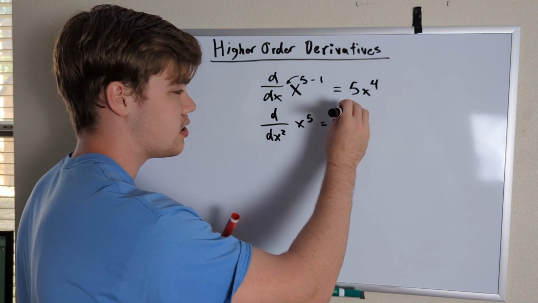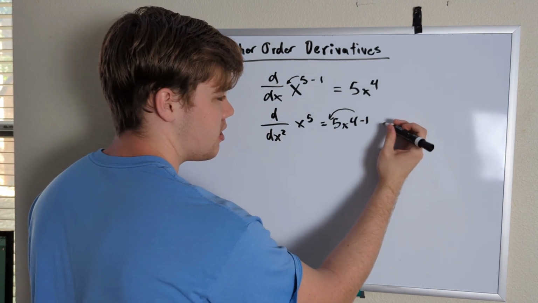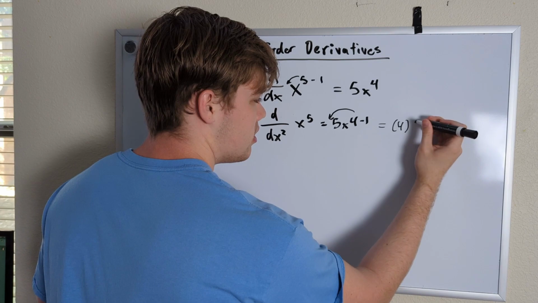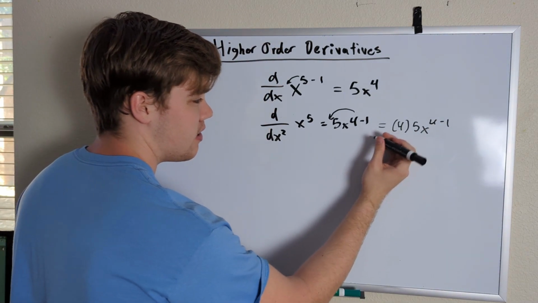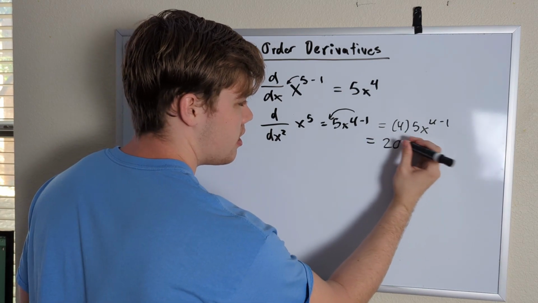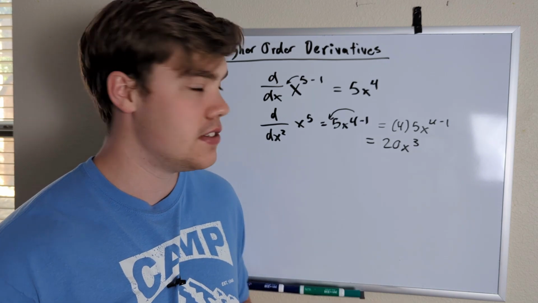So in this case, we would take this 4 to the front using the power rule. We take 4 to the front, then subtract 1 from our exponent. So this turns into 4 times 5 x to the 4 minus 1 power, which is then all equal to 20x to the third power. We can then do this again for the third, fourth, and fifth derivatives using the same process.